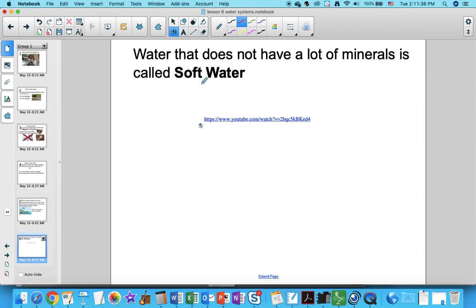Water that does not have a lot of minerals is called soft water, right? So hard water has minerals, soft water, not so much.